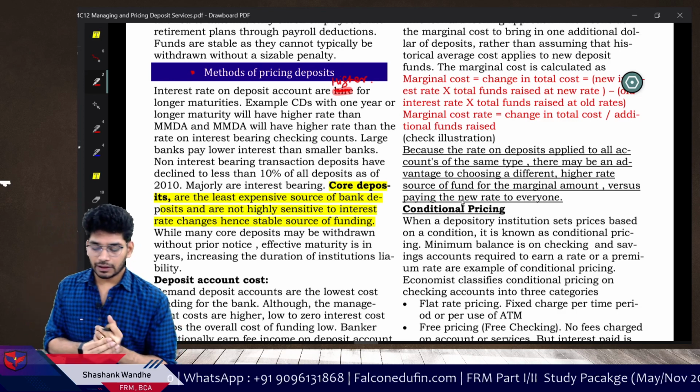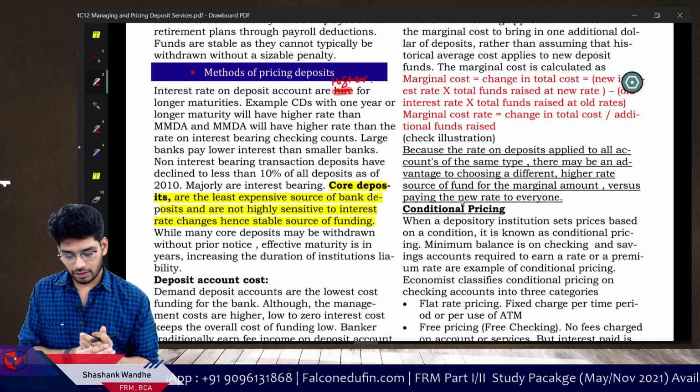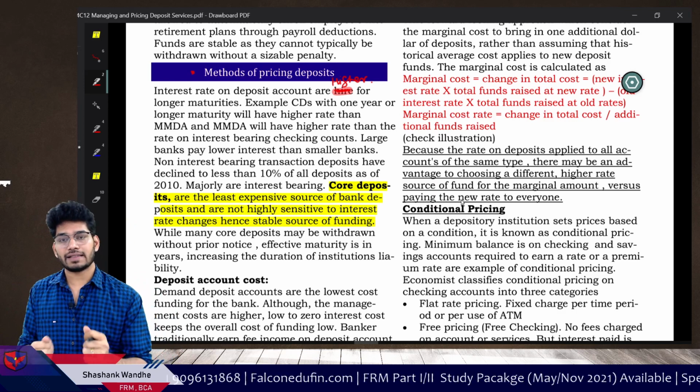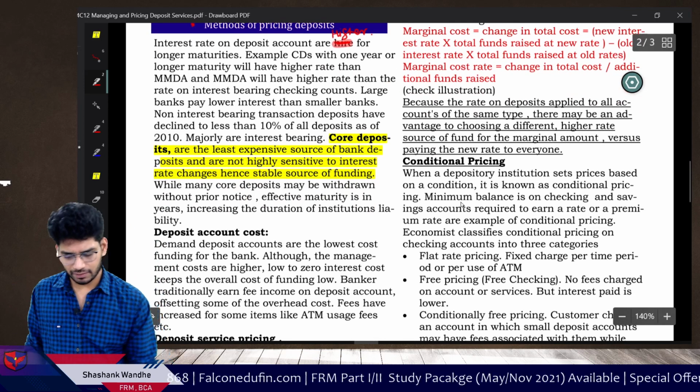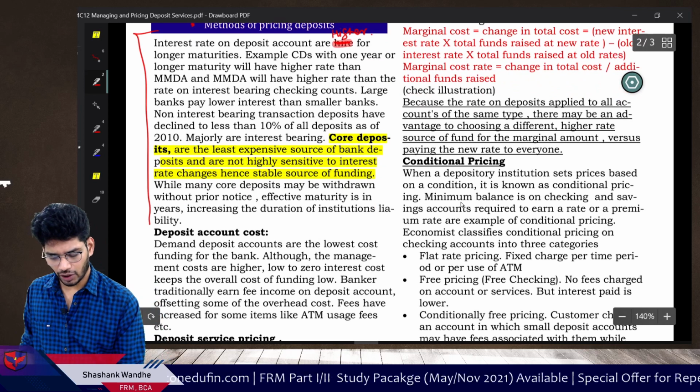Now, so first, this part covers how to price the deposits. This particular section is again a very theoretical section.